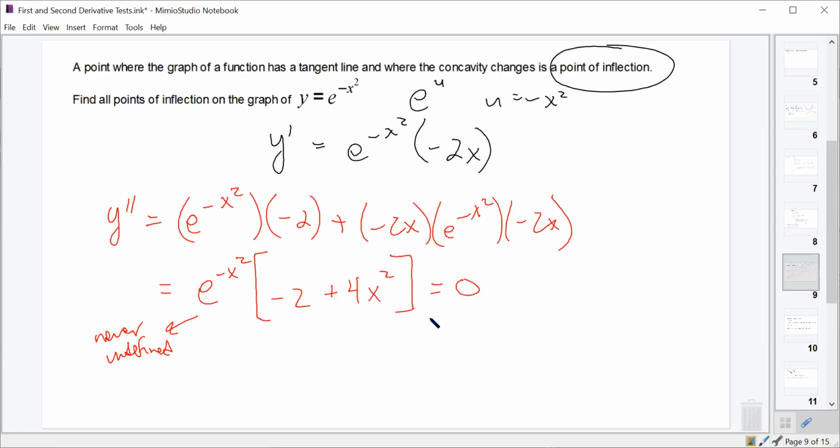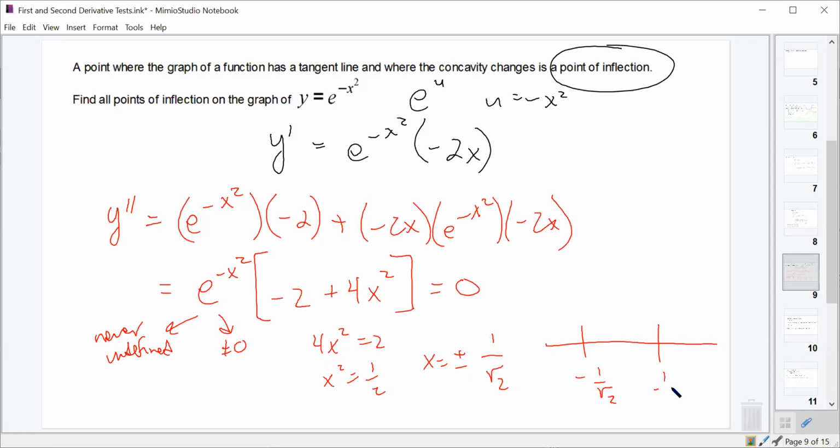Okay. And so now we just need to set both pieces of this equal to 0. E to the negative x squared itself doesn't ever equal 0, right? But negative 2 plus 4x squared does, right? 4x squared equals 2, or x squared equals a half, or x equals plus or minus 1 over root 2. And so we will put those two values, negative 1 over root 2 and positive 1 over root 2, onto a sign chart for the second derivative. Good or no?